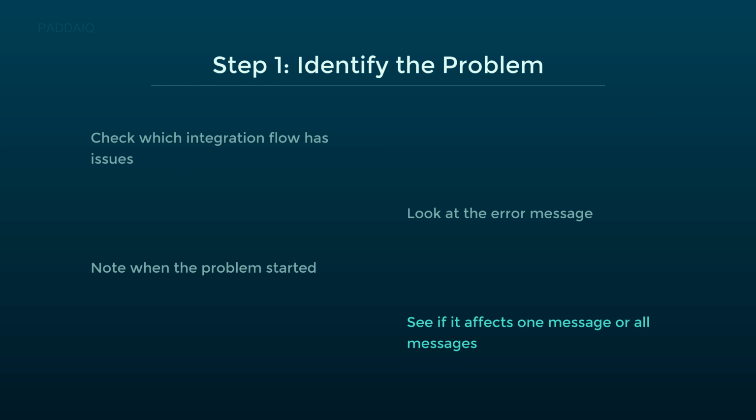See if it affects one message or all messages. This means checking if the issue is isolated to a single instance or widespread across the system. For example, if one user's order confirmation email fails, it is isolated. If no one receives any emails, it is a system-wide problem. Determining this scope is the first critical step in effective troubleshooting.